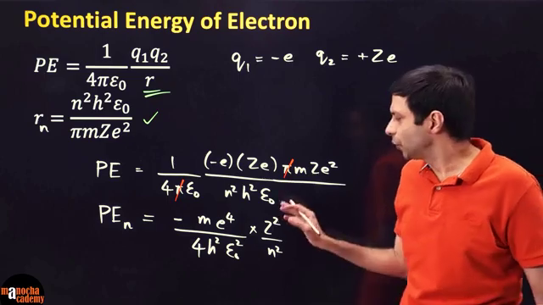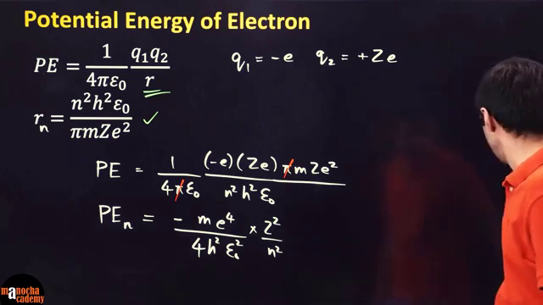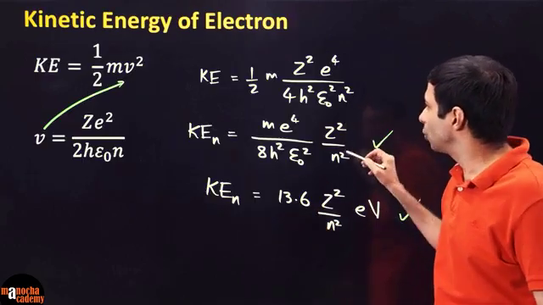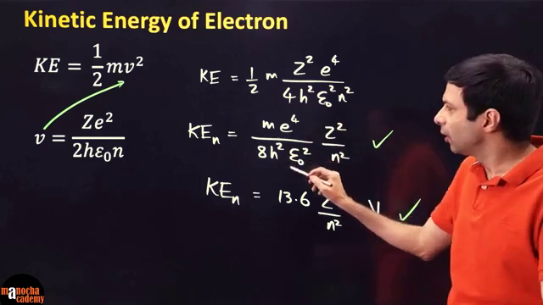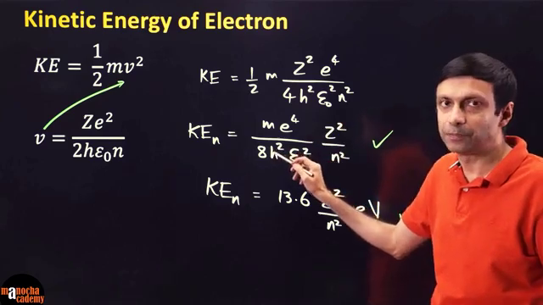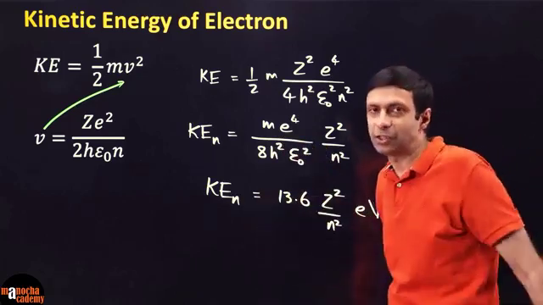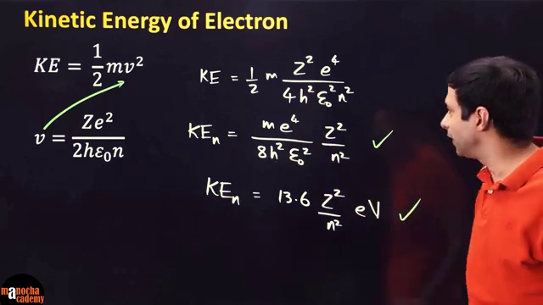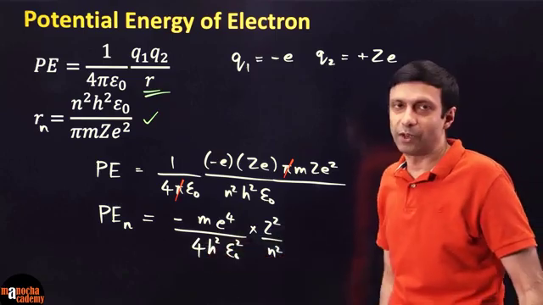So this is the potential energy formula in the nth shell. Now let's compare this formula with the kinetic energy formula in the nth shell. In the kinetic energy formula, again we had Z square, N square, M E to the power 4, H square epsilon naught square. The only difference is there's an 8 over here. And of course here the sign is positive, kinetic energy is positive, potential energy is working out to be negative. So two main differences: here it's positive with the 8 over here, everything else is the same, but you have a 4 over here.